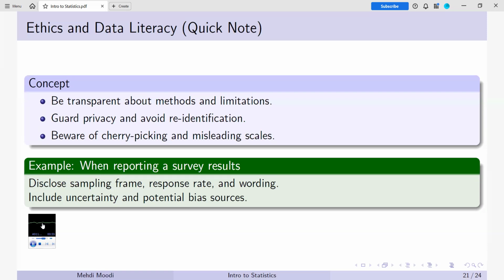Example: a responsible survey report should list the sampling frame, response rate, wording of questions, plus any uncertainty or possible bias. Without that context, your data is like a headline without the article, misleading at best. Ethics in data isn't about being boring, it's about being credible. With great datasets comes great responsibility, and even greater footnotes.